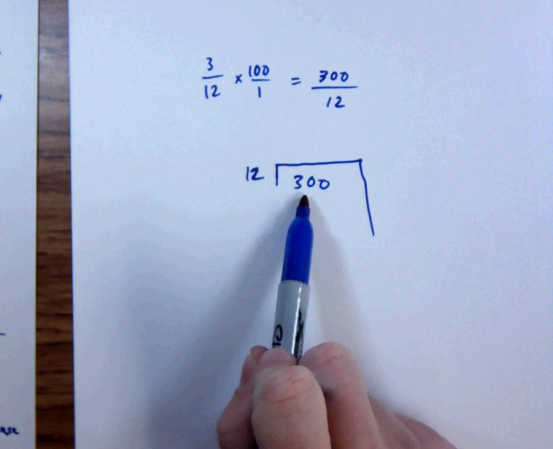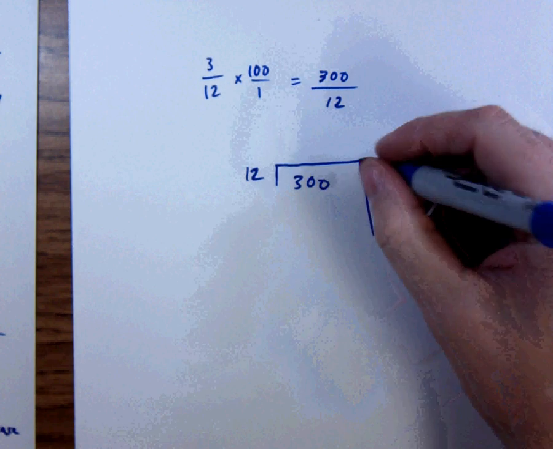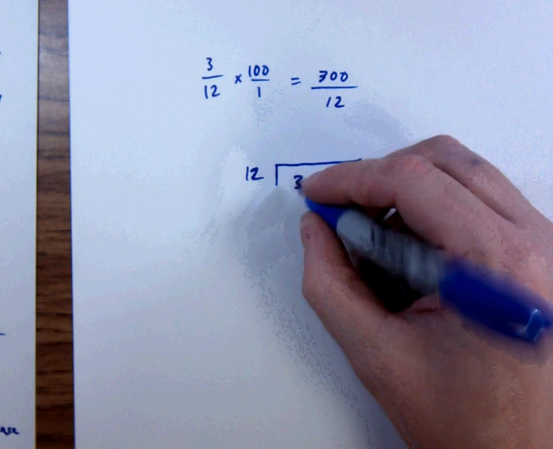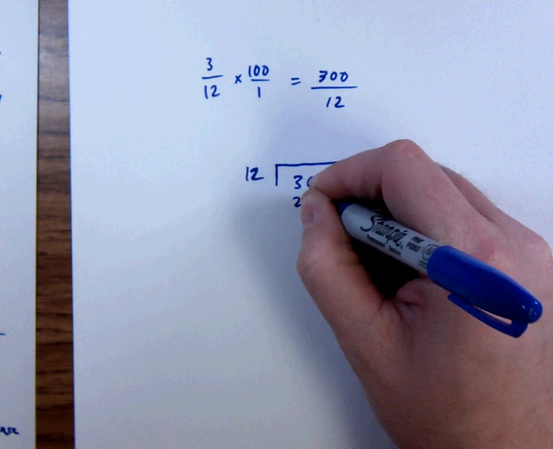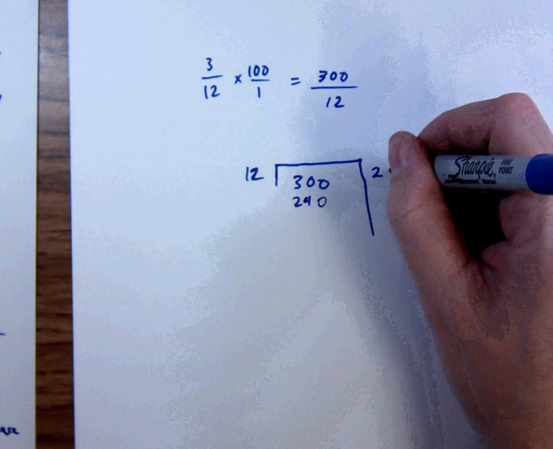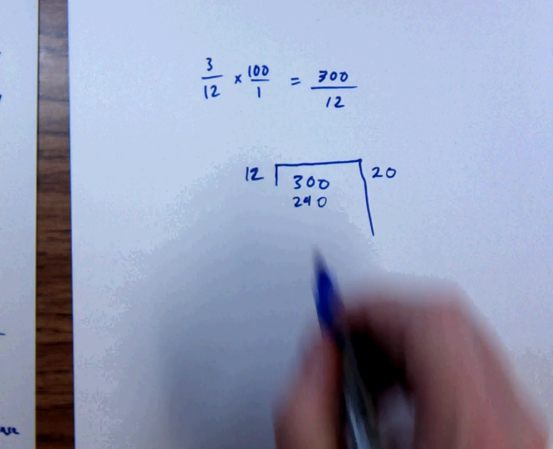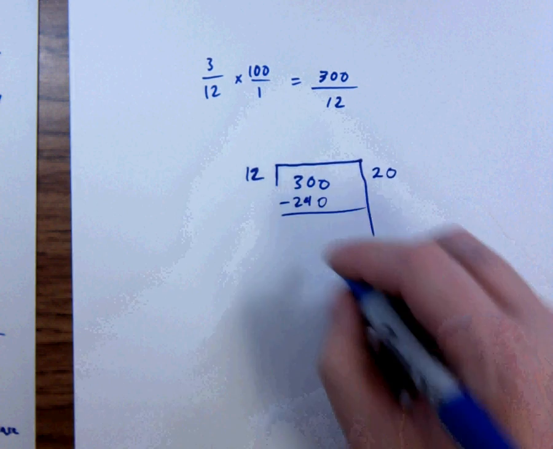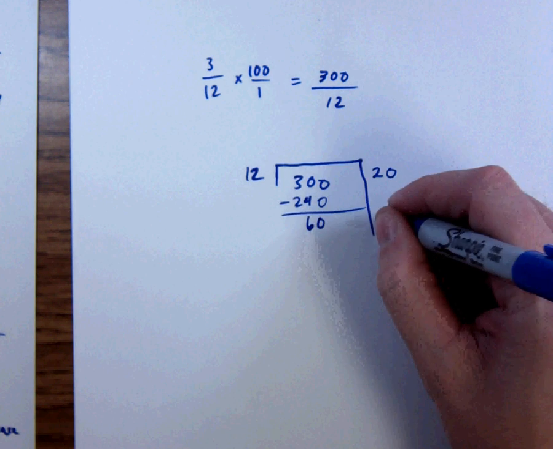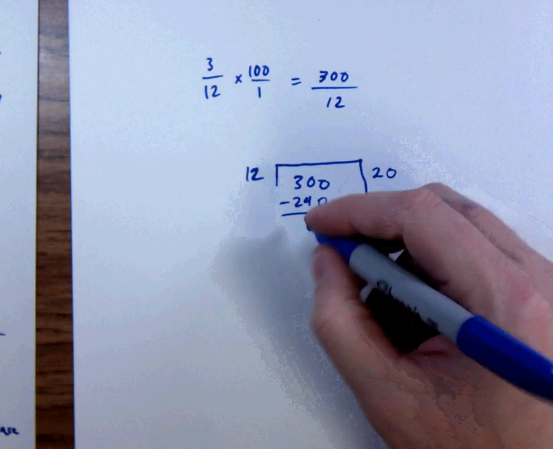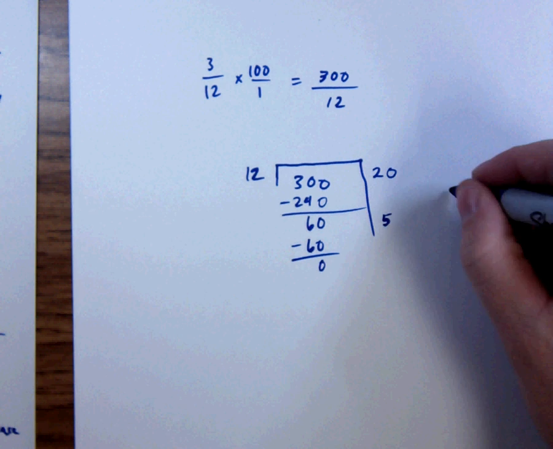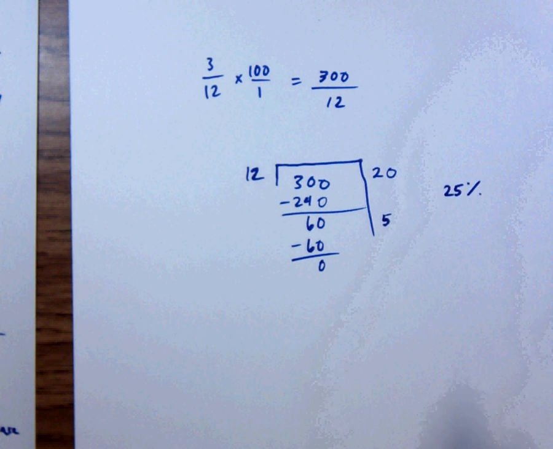So 12 goes into 30. Even if you didn't know per se that the answer is 2 times, you could still get this right, but we're going to do 2. 2 times 12 is 24. And we have one digit to make up, so we're going to put a 0 there. So it's actually 20. 20 times 12 is 240. Subtract that, I have 60 left. 12 times what is 60? Well, the answer is 5. Subtract, we get 0. Right here, we add them up, we get 25, and that is the percentage.